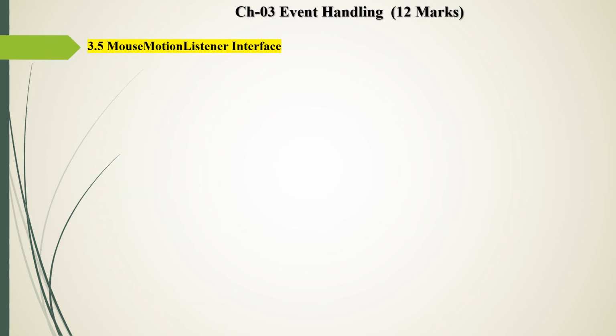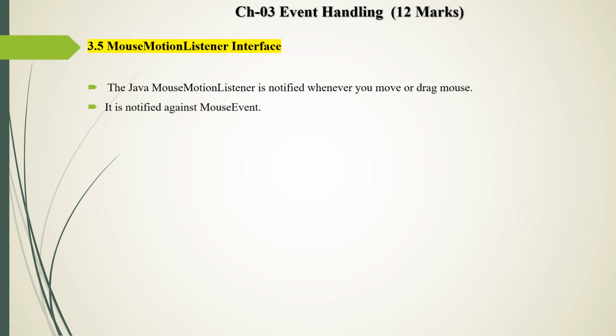Then next and last listener, MouseMotionListener. The previous listener is MouseListener, and MouseMotionListener is related to two events, that is mouse drag and mouse move. Okay, so here the Java MouseMotionListener is notified whenever you move or drag the mouse. It is notified against a mouse event.